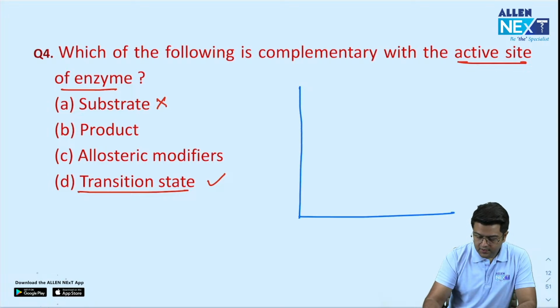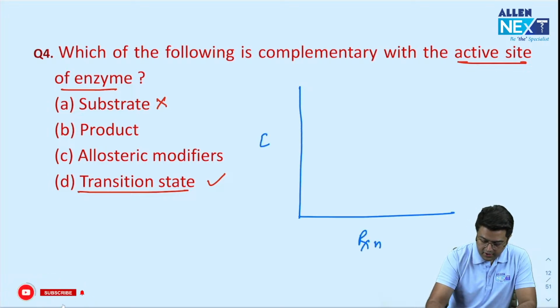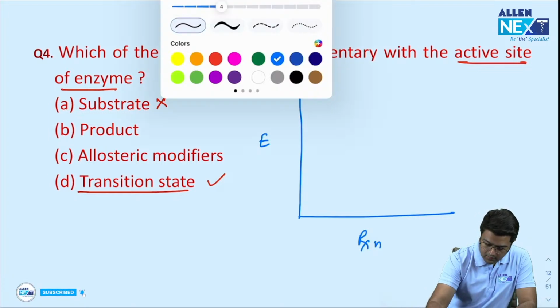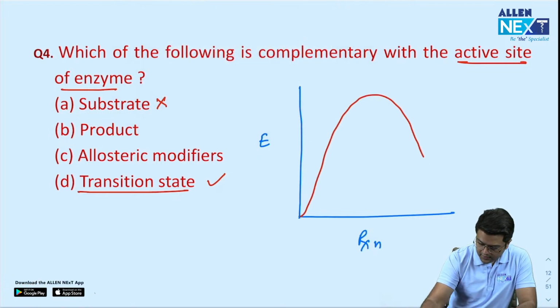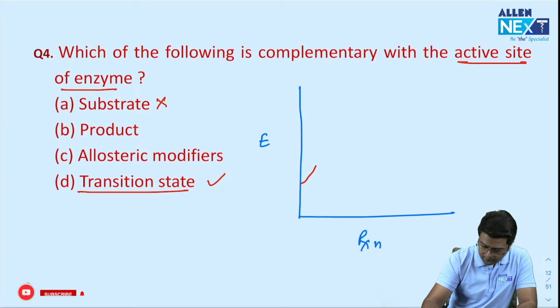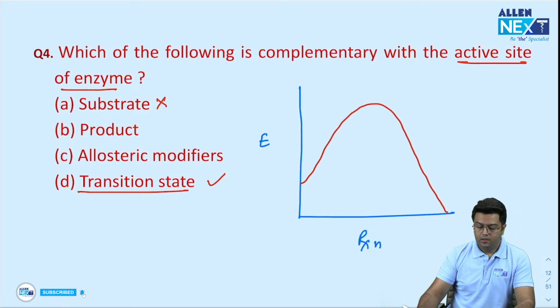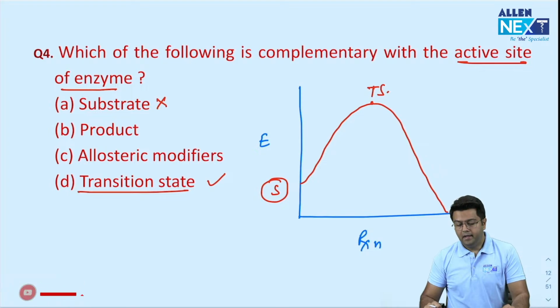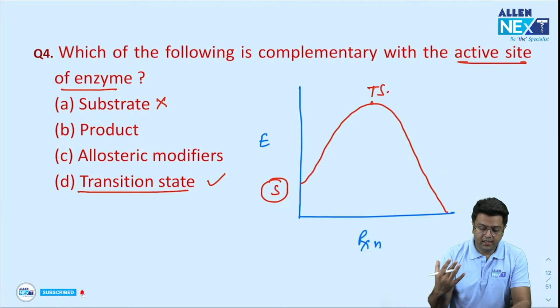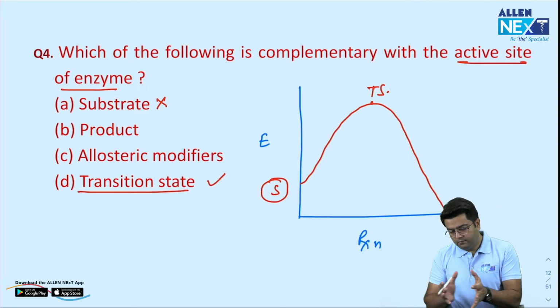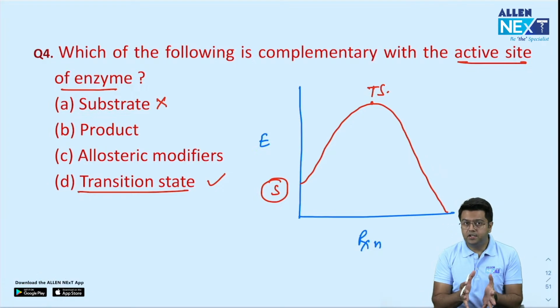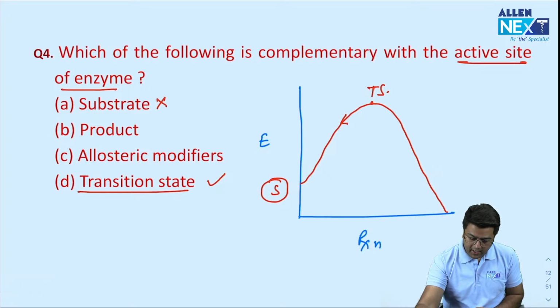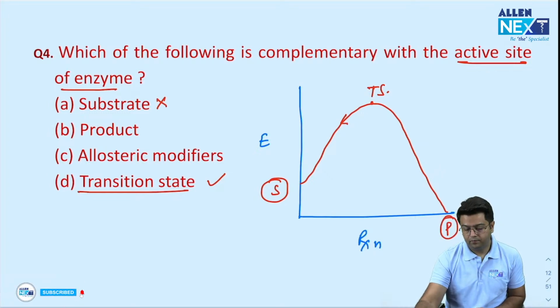Okay, so this is the reaction progression and this is the energy axis. When we do the process, the curve is, let's say, like this. So this is the energy of the substrate, and this state is called the transition state, which is the highest energy state. This state is not stable, it is unstable. So this can actually convert back to the substrate or can make the product, right?